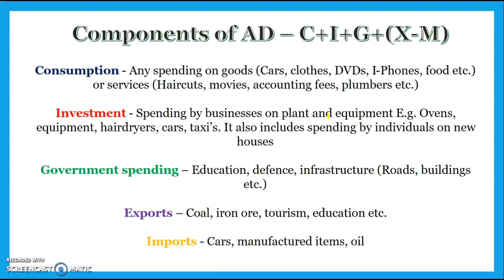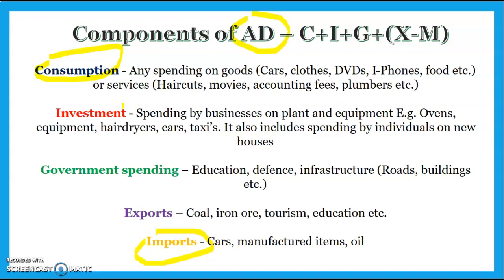Measuring aggregate demand. As I said to you in the last video, one way we measure total production in the country is through the total demand for Australian goods and services. And there's an equation for that. Basically, it calculates all consumption spending, so spending by consumers on goods and services. Whenever you buy cars, clothes, DVDs, iPhones, etc., anytime we spend as consumers, that's included in consumption. Even if we're buying imports, that's included as part of consumption. Investment is spending by businesses on plant and equipment, ovens, hairdryers, taxis, etc.